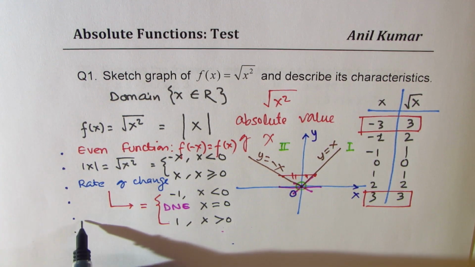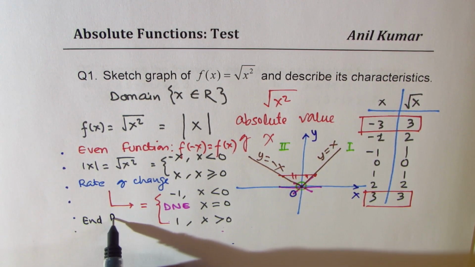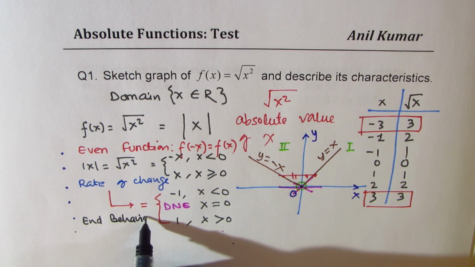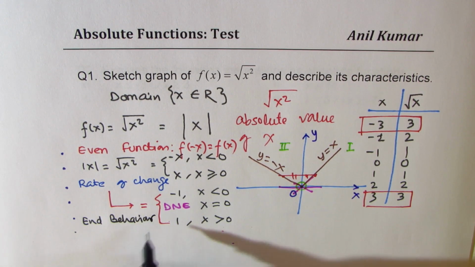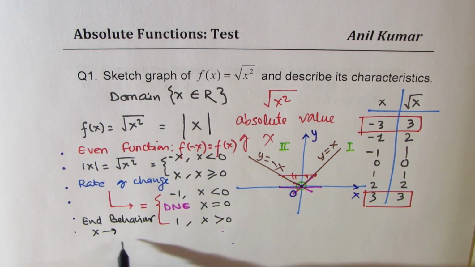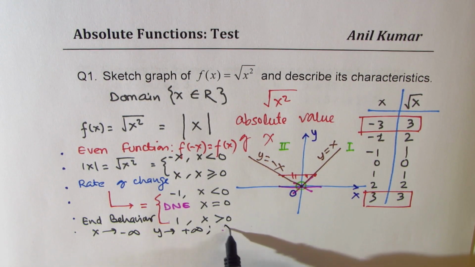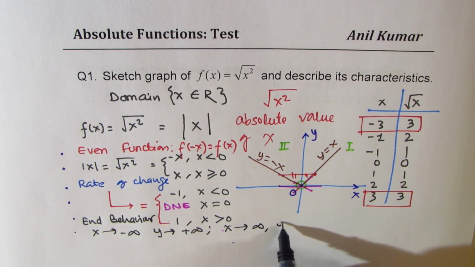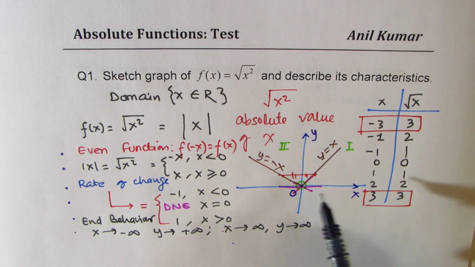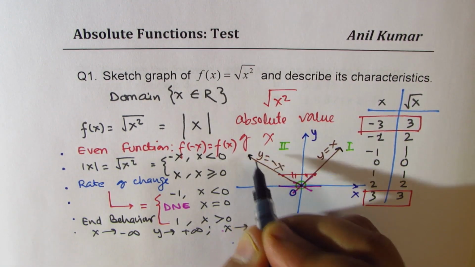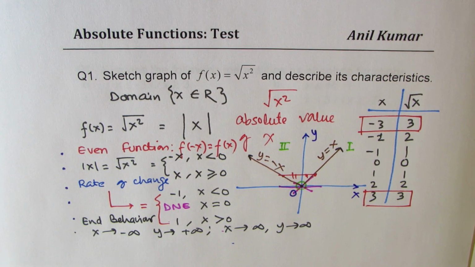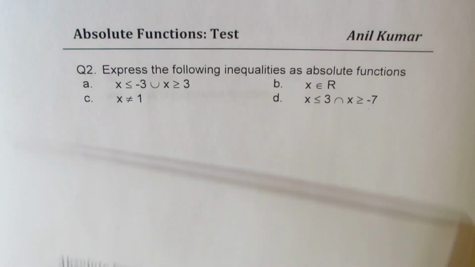So let me add one, end behavior. So as x approaches minus infinity, y approaches positive infinity. But for x approaching positive infinity, y also approaches positive infinity. Do you see that? So these are a few properties which are good to list for the particular function square root of x squared. Let's move on to question number 2 now.